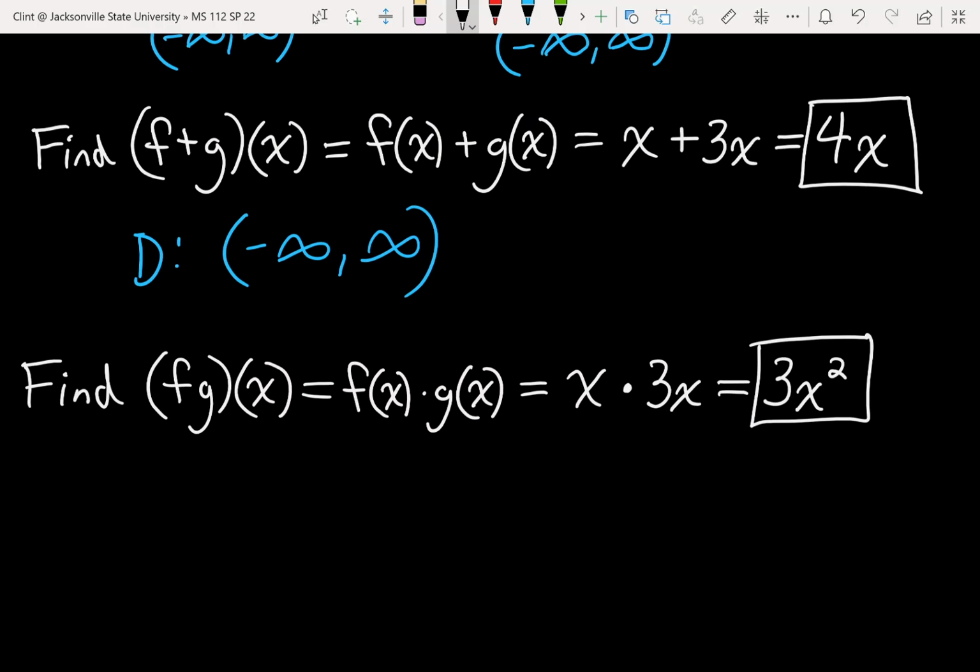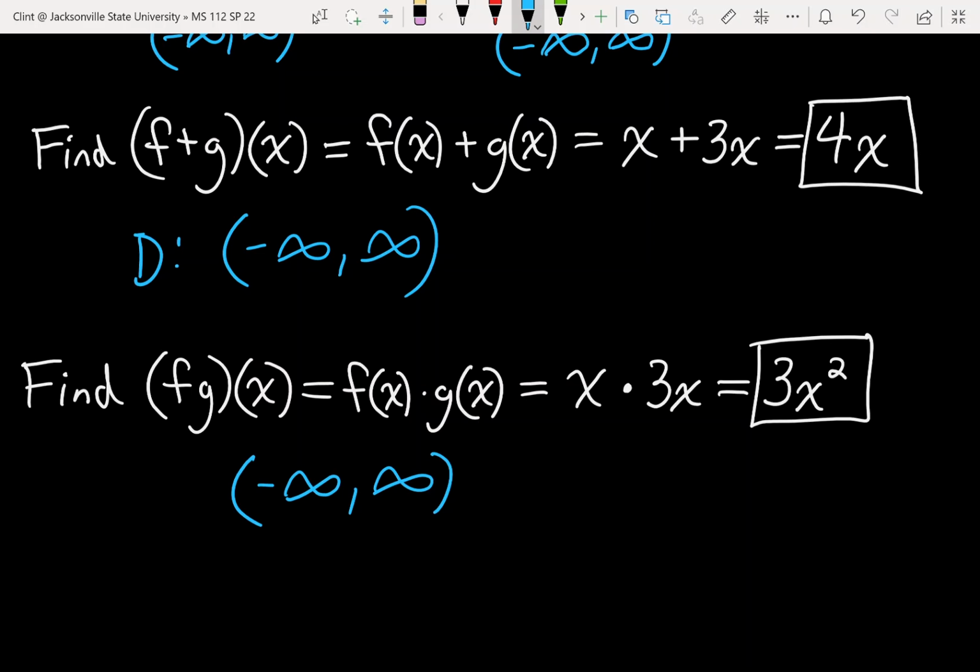What about the domain? Our domain is going to be the same as it was on this one, right? Because the domain's everything that's in the domain of f and in the domain of g. Everything's in the domain of f, everything's in the domain of g, so everything's in the domain of our new function. So it's negative infinity to positive infinity again. Questions on those two? They're not bad, especially if you get the domain idea down.